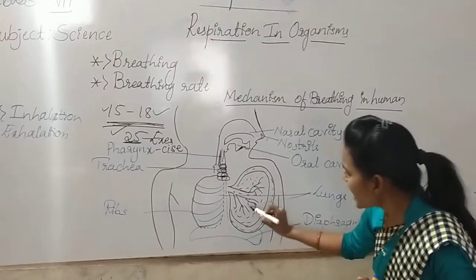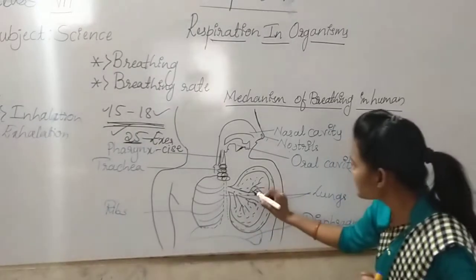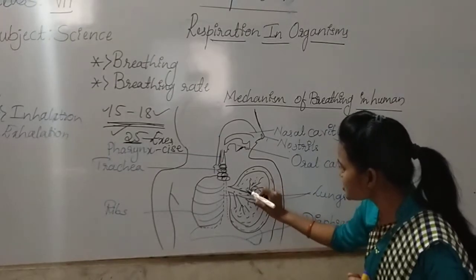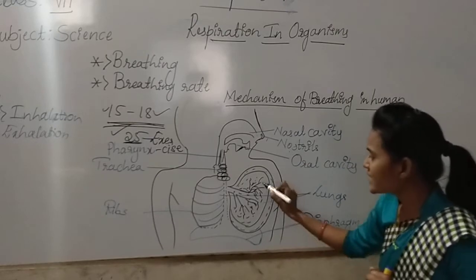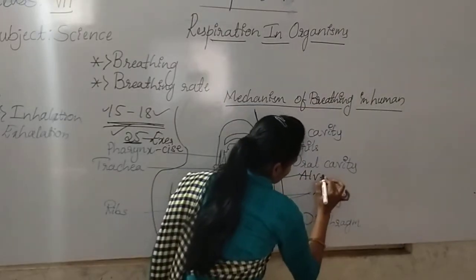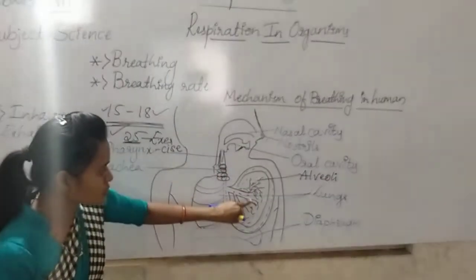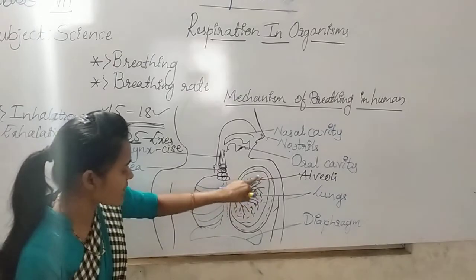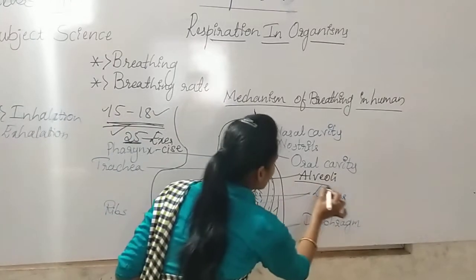Even though we are seeing here some finger-like outward structures. What are these? These are the alveoli, the finger-like structures which are present in the lungs. These are called the alveoli.